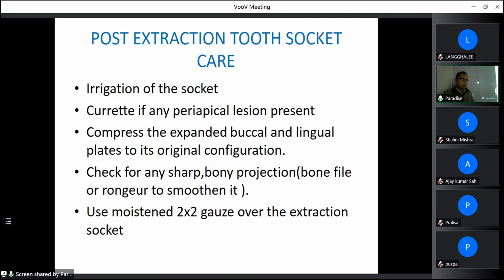Again, the gauze pack should be placed for 30 to 45 minutes. Even though the clot is formed within 2 to 8 minutes, it is not stabilized yet. There is a fibrin stabilizing factor, which takes about 30 to 45 minutes to convert soluble fibrinogen into insoluble fibrin. It takes about 30 to 45 minutes for fibrin stabilizing factor, which is factor 13, to act. So you must advise the patient to bite for at least 30 to 45 minutes.